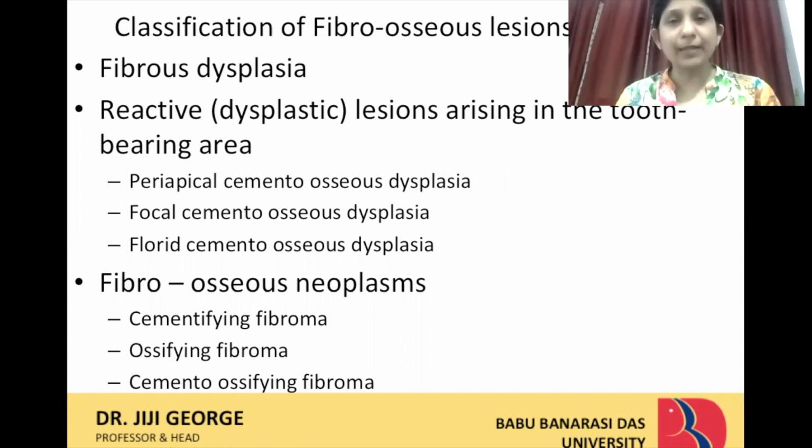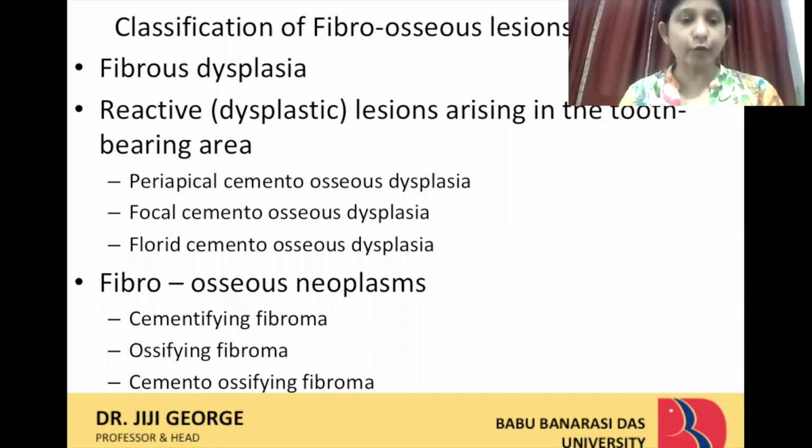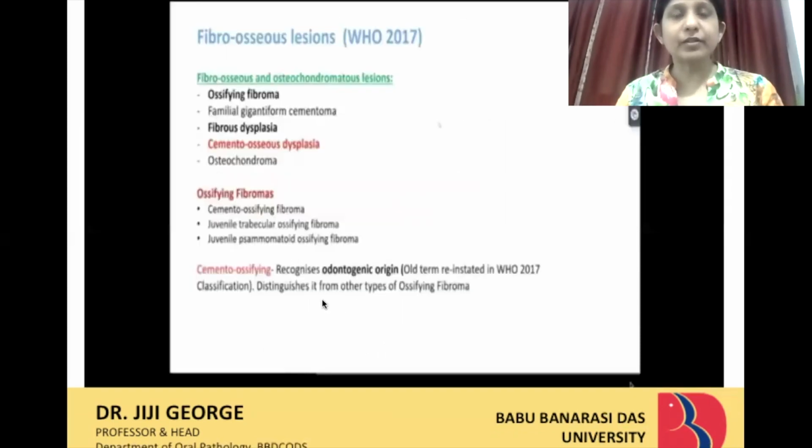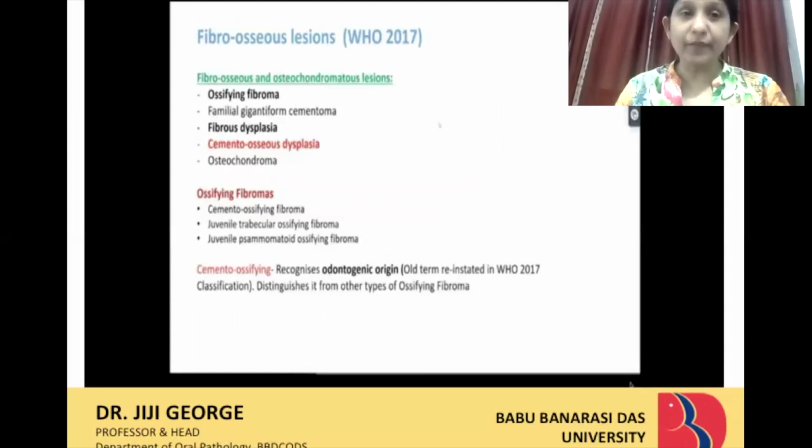Now, fibrous neoplasms were also added as a part of the classifications, in which cementifying fibroma, ossifying fibroma, and cemento-ossifying fibroma are listed. So in this class, we would be dealing with fibrous dysplasia, the first disease out here. Now, fibrous lesions, after being classified by Waldron, were classified by WHO in 2017 as fibrous and chondromatous lesions, wherein they have listed ossifying fibroma, familial gigantiform cementoma, fibrous dysplasia, cemento-osseous dysplasia, and osteochondromas.